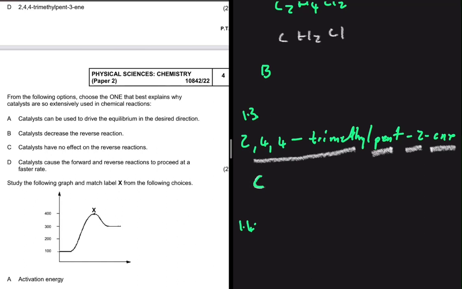So option A says that catalysts can be used to drive the equilibrium in the desired direction. And then B says catalysts decrease the reverse reaction. We know that not to be true. And then C says catalysts have no effect on the reverse reactions. And then option D, catalysts can cause the forward and reverse reactions to proceed at a faster rate. We know that for sure, the lower the activation energy. So for 1.4, our answer is D. We use catalysts mainly because they cause the forward and reverse reaction to proceed at a faster rate.